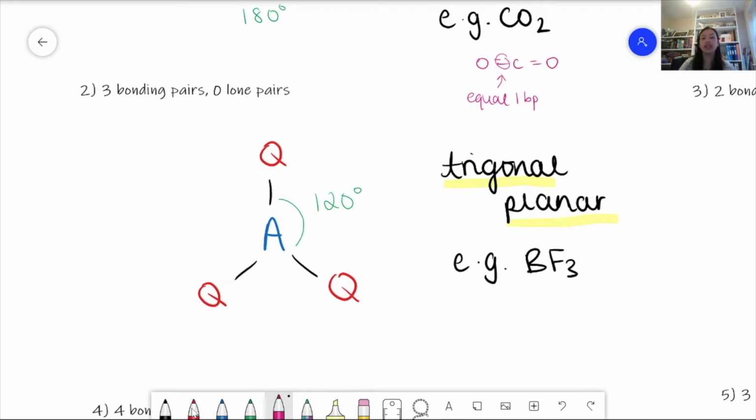And this is also a 2D shape, the same as the first one. The name of this one is trigonal planar. So basically triangular, and then planar, planar meaning 2D.